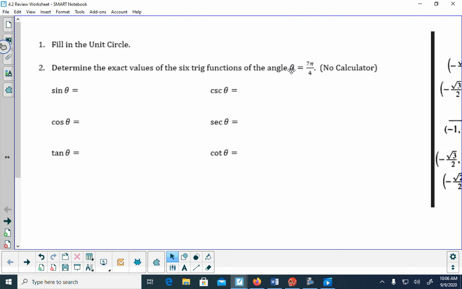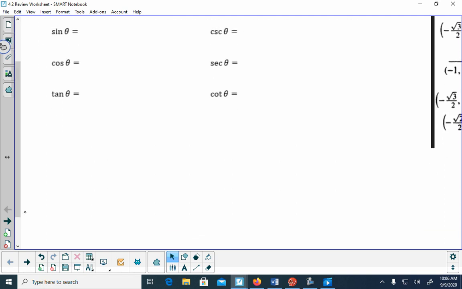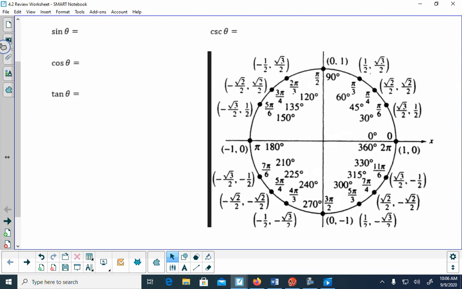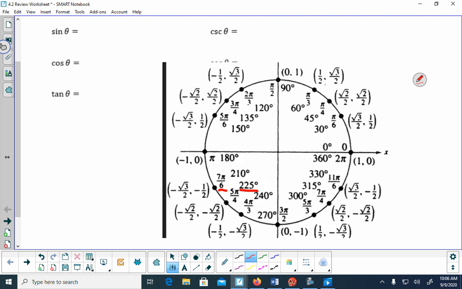So the first thing it says to do is fill out the unit circle. Remember, this is going to be part of your quiz this time. You're going to have to fill out the unit circle, and you are going to have to include everything on that unit circle. You're going to have the degrees, the radian measures of each angle, and then you're going to have the ordered pair. So you're going to have all three of those things for each angle. So make sure you have that memorized.